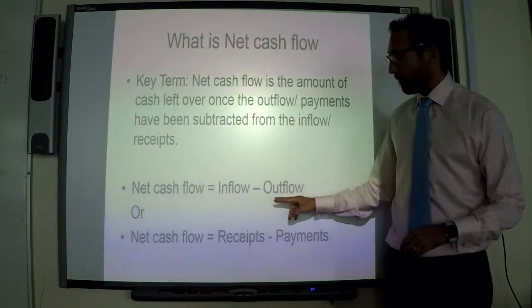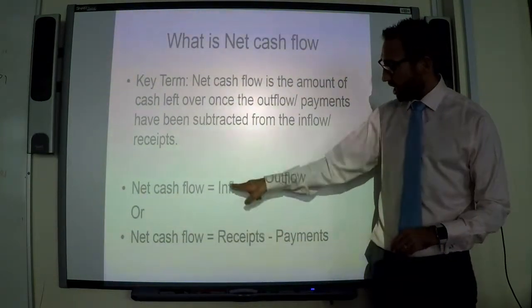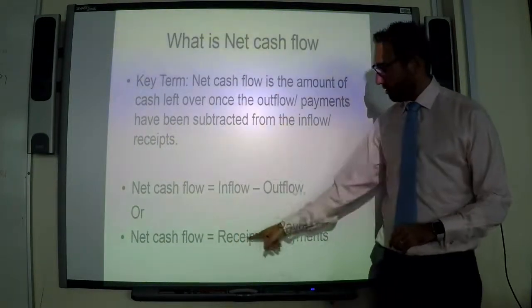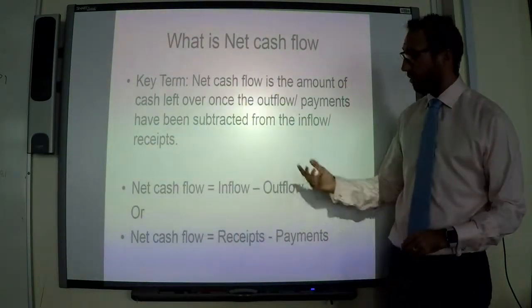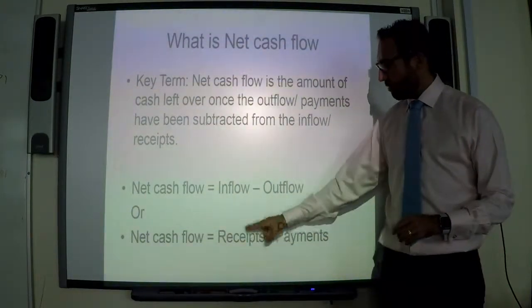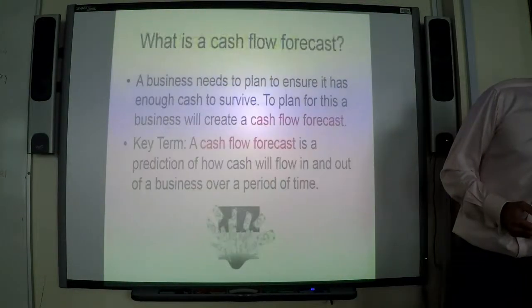They might say inflow and outflow, but they may not. They may call it receipts and payments. Receipts are inflow, so payments are outflow. So net cash flow is receipts minus payments, or, same thing, inflow minus outflow. It's the same thing, okay? But I don't know what words they will use. So you just got to be aware of that.